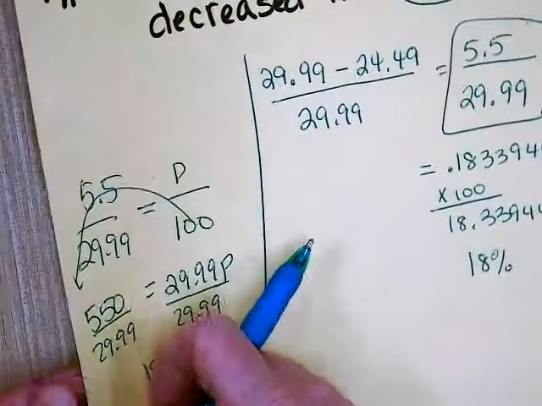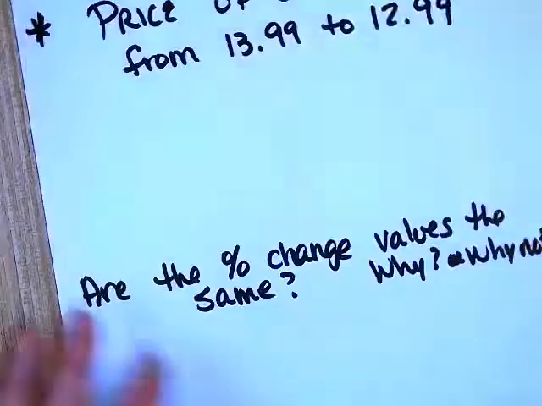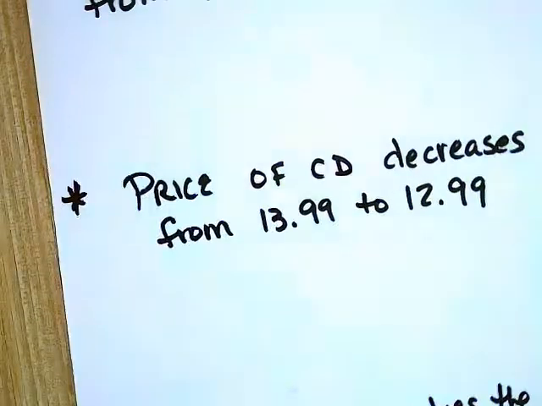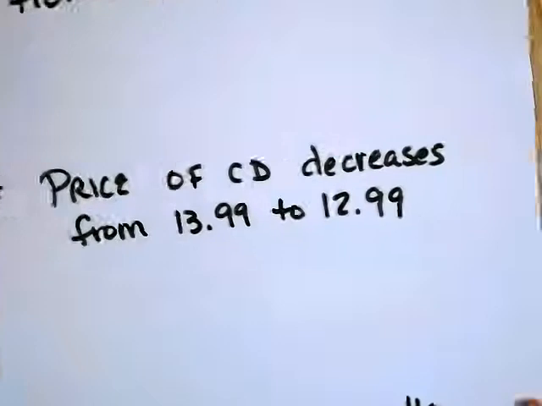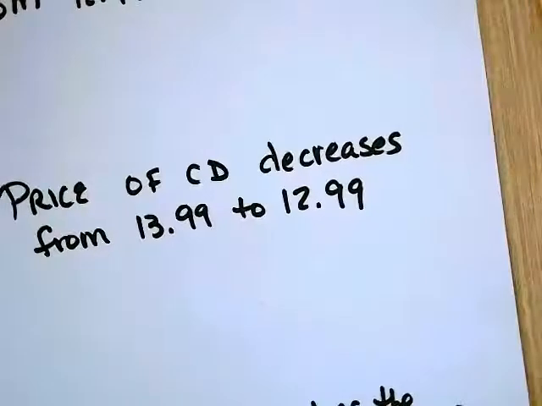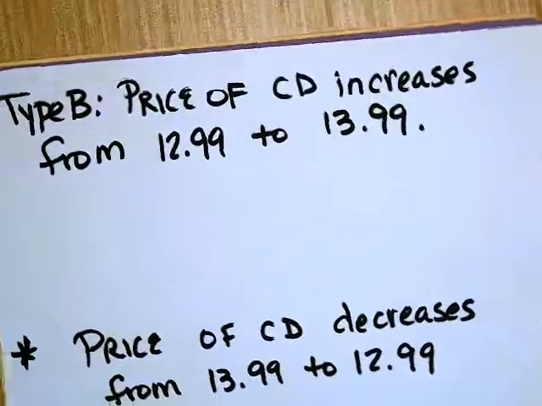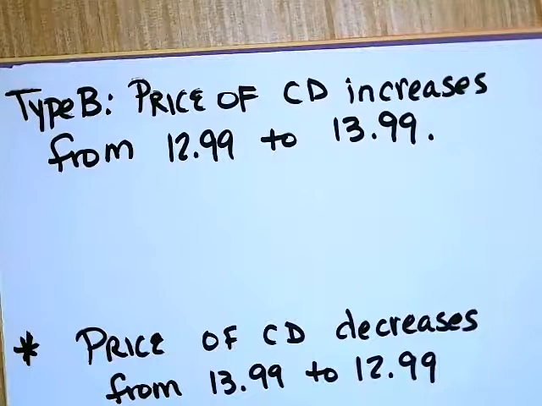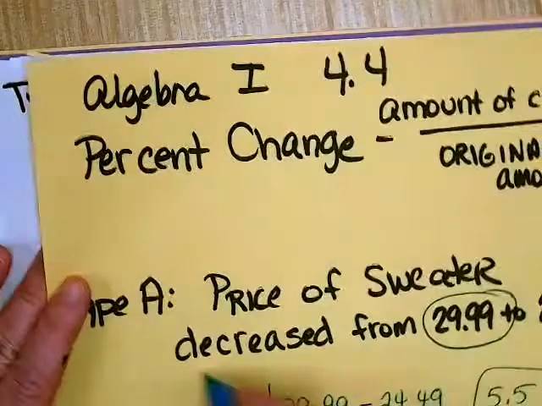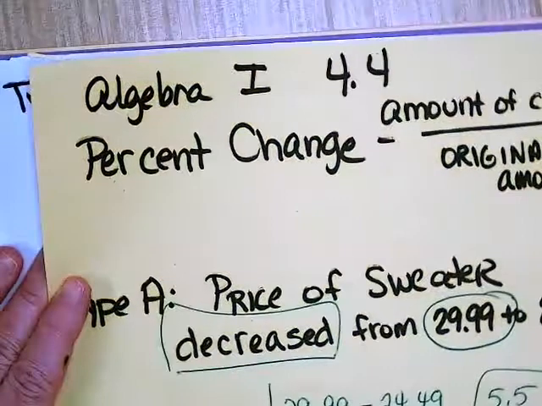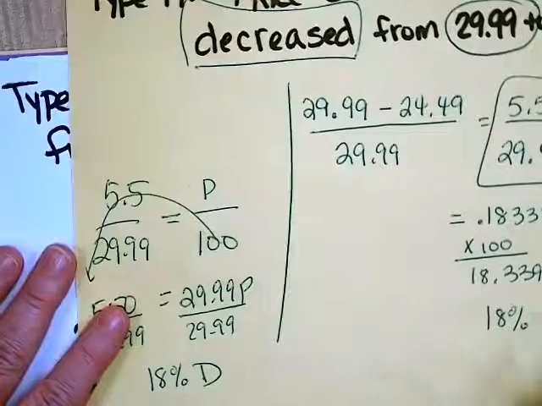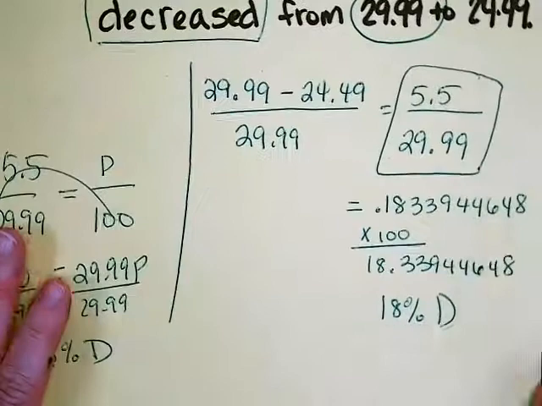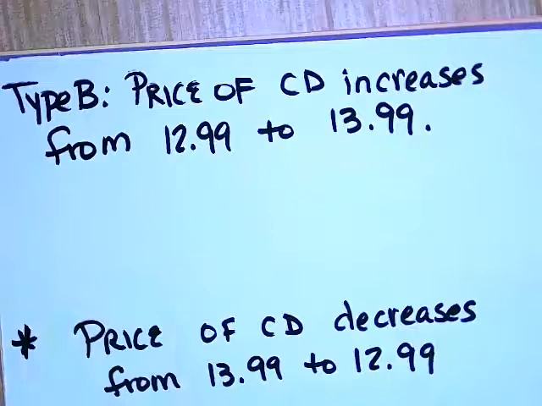Okay, next example from lesson 4.4. Oh, let me tell you something I forgot to say. This said decreased, but we want to put a D beside that 18% to make sure we know it decreased. So go back and do that if you need to.